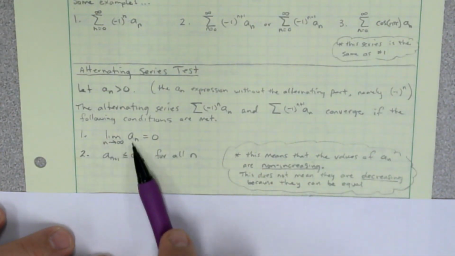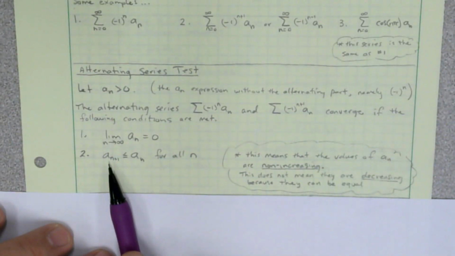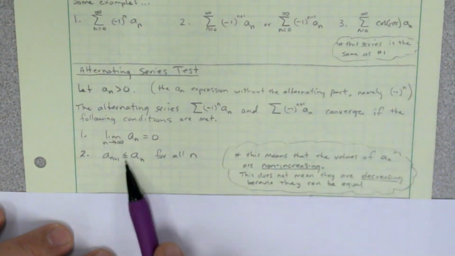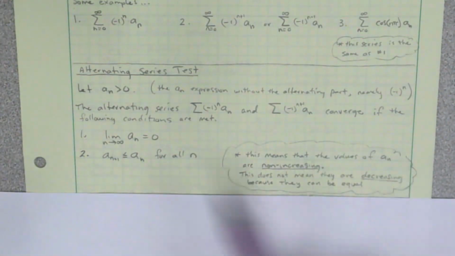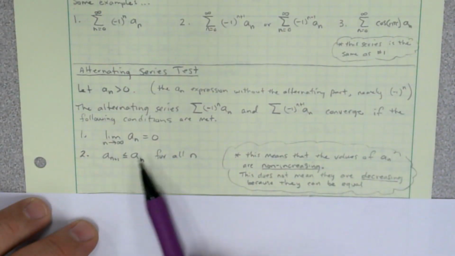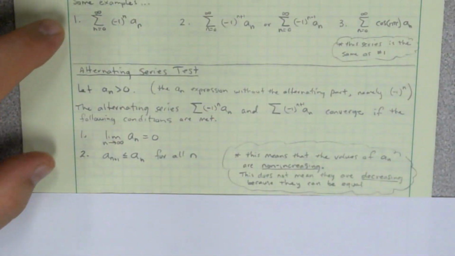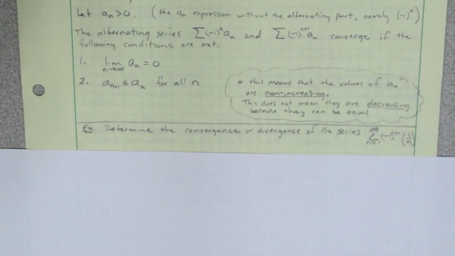The limit of the nth term is equal to 0, and the next term in the sequence is less than the previous one. Okay, this means that the values of a sub n are non-increasing because there was an equal sign there. I said it wrong. This means it's not decreasing because it could be equal. So it has to be less than or equal to the previous one. So non-increasing. Okay, so let's take a look at an example. So let's go take a look.